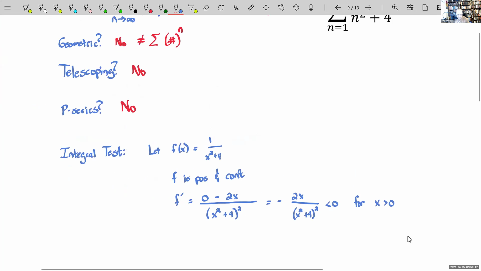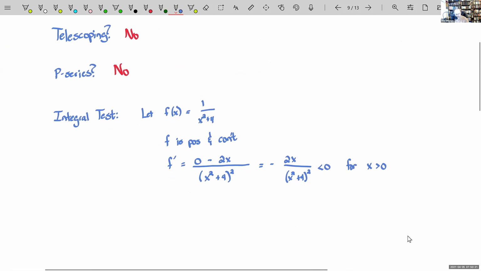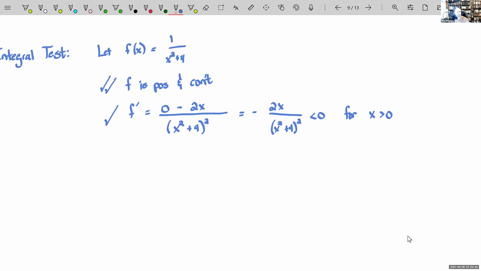And we are only concerned with positive values of our inputs here. So because I have positivity and continuity, and I know that my function is decreasing, I can now use the integral test. The integral test requires you to say all this stuff. I know that I harp on this, I'm saying it a lot, but it's really beneficial for you to hear it every single time that you have to use those three conditions. So let's go ahead and just dive right into the integral test.